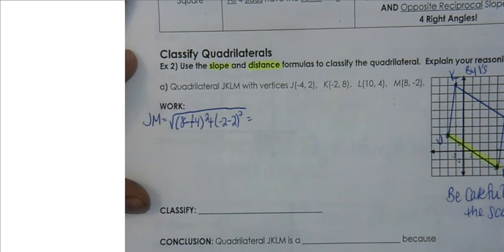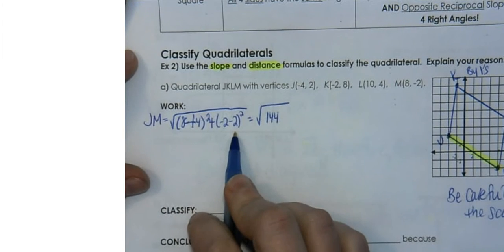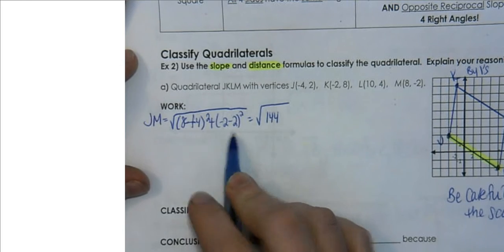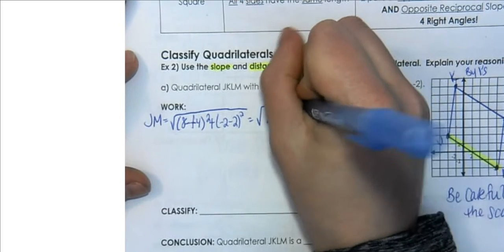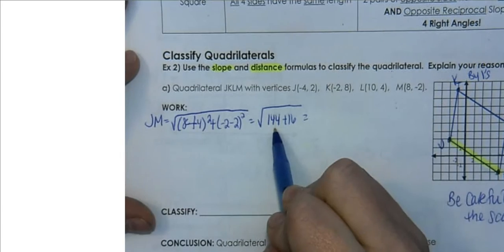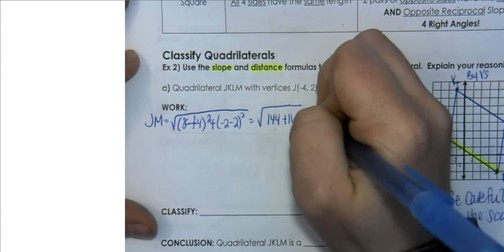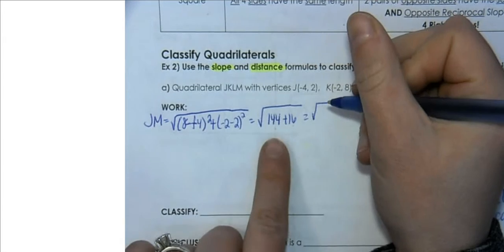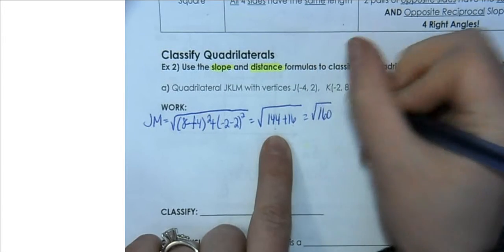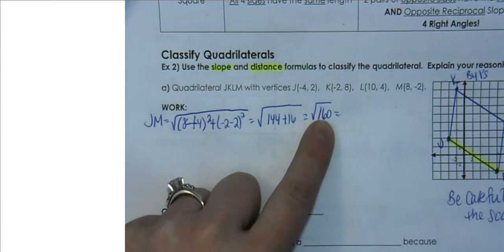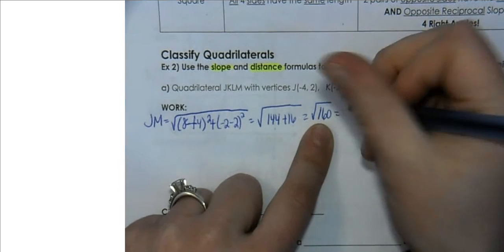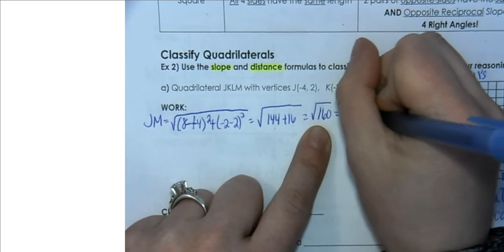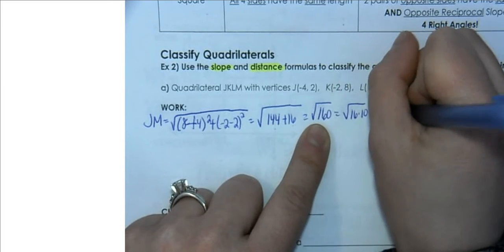So negative makes a positive. That's going to be 12. 12 squared is 144. And then -2 minus 2, that's -4. -4 squared is 16. So now I have 144 plus 16, and that is going to be the square root of 160. This can be simplified into the square root of 16 times 10, which is 4 square roots of 10.